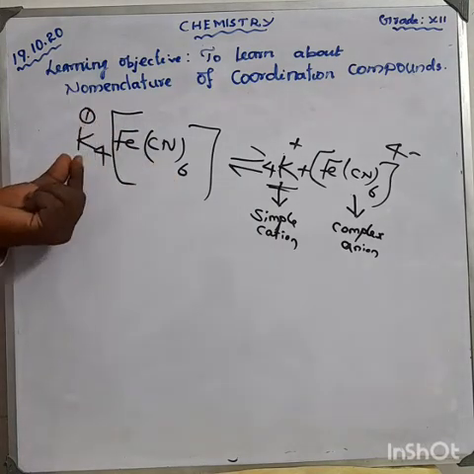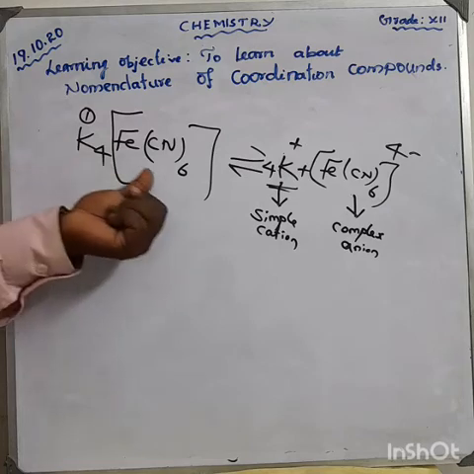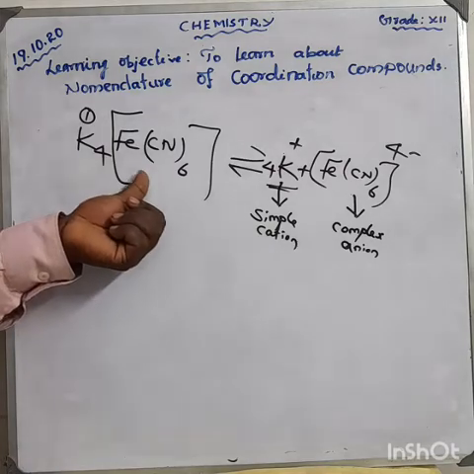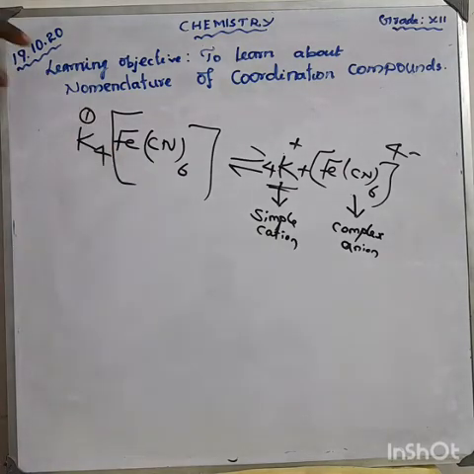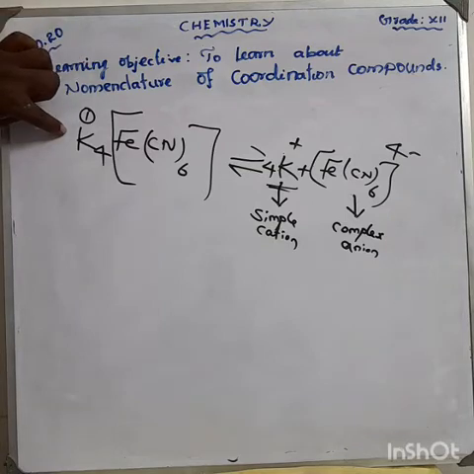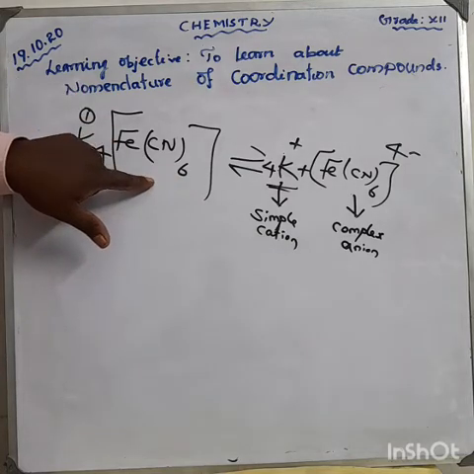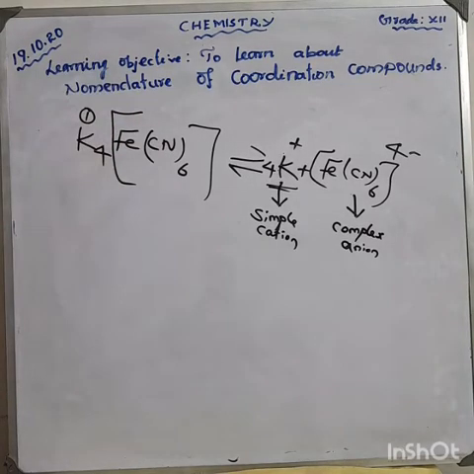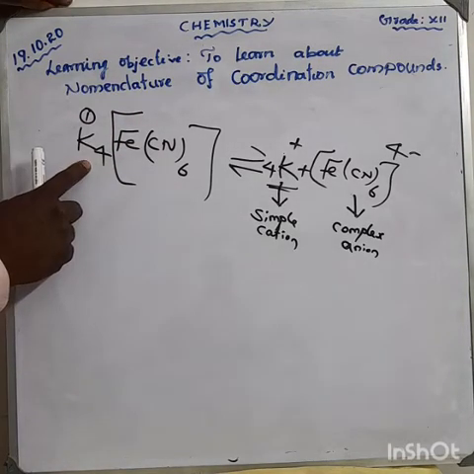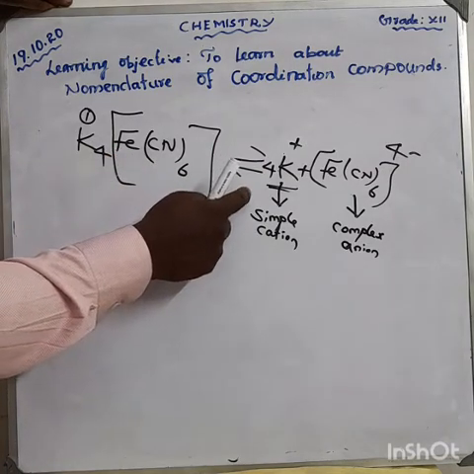First you name the cation, followed by the complex anion. Okay, this is the first rule. What is the first rule? The cation is named first, followed by the anion, whether the ion is simple or complex. For example, K4Fe(CN)6. Here you start with the simple cation.